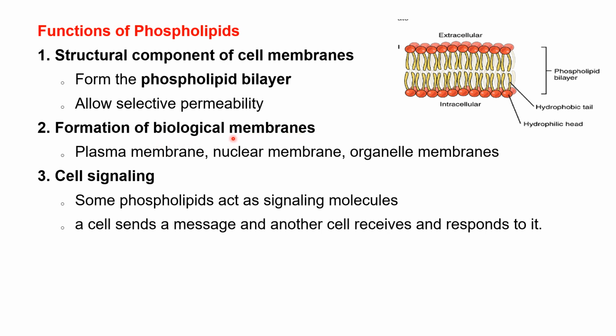The phospholipid is not only making the cell membrane, but it can also make the nuclear membrane. Also, the organelle membrane can be made from phospholipid. Also, phospholipids are important for cell signaling. That means some phospholipids act as signaling molecules. Cell signaling means a cell sends a message and another cell receives it and responds to this message. That is called cell signaling. These are the functions of phospholipid.